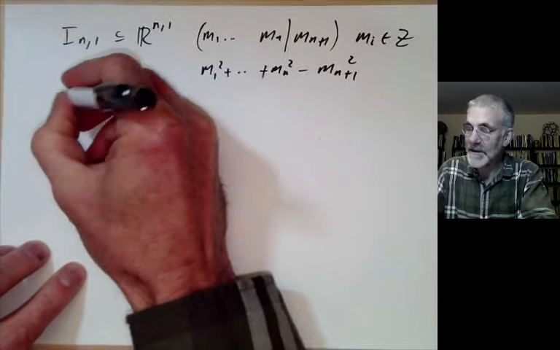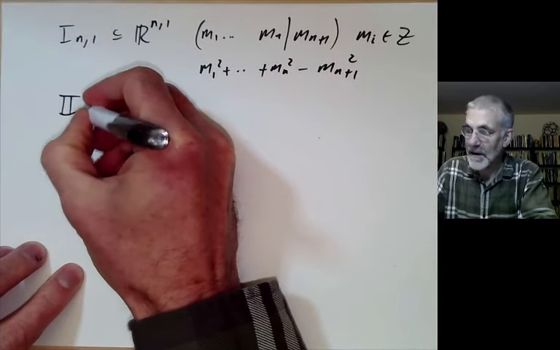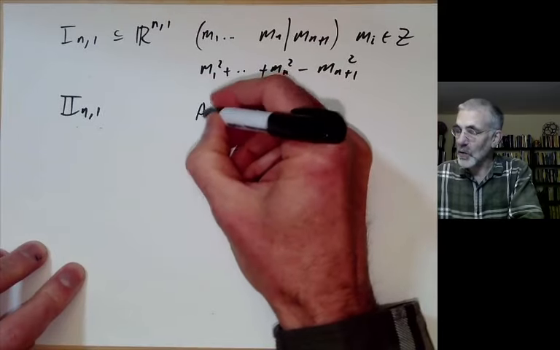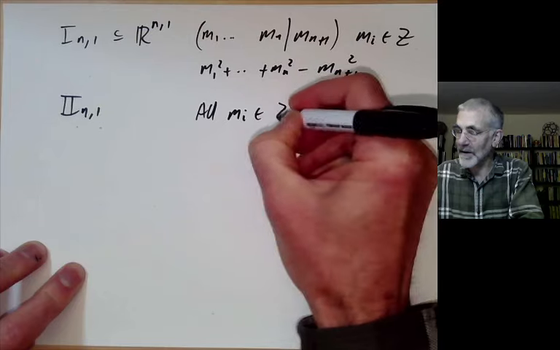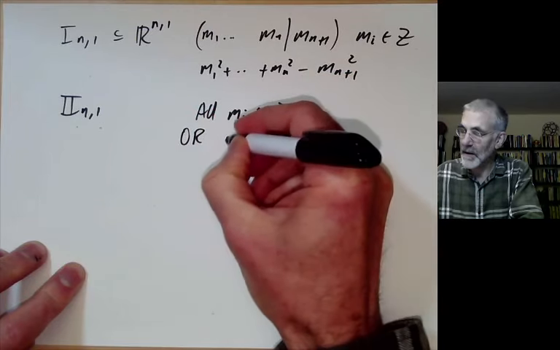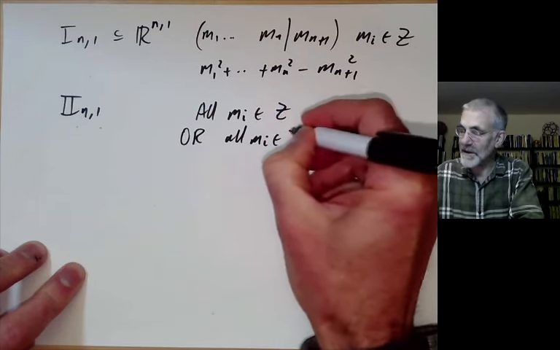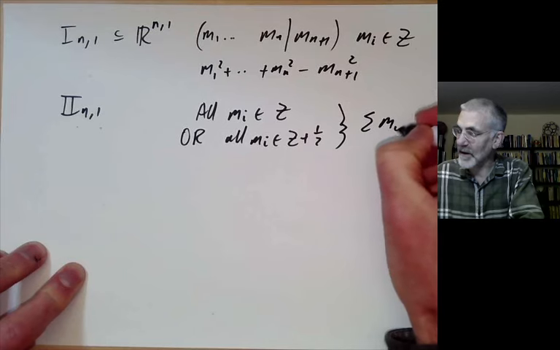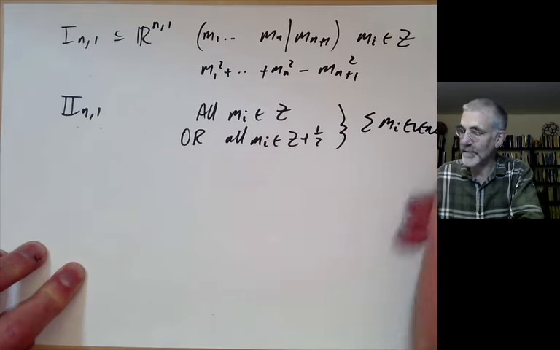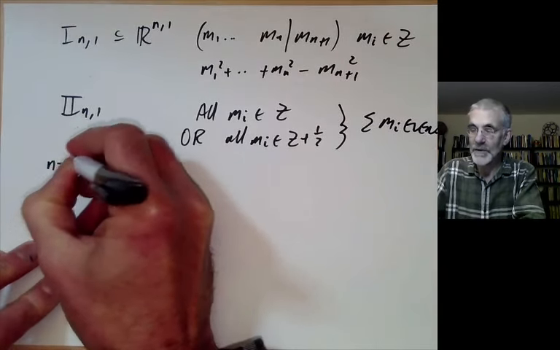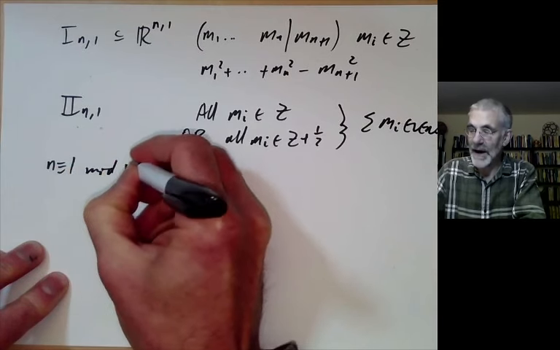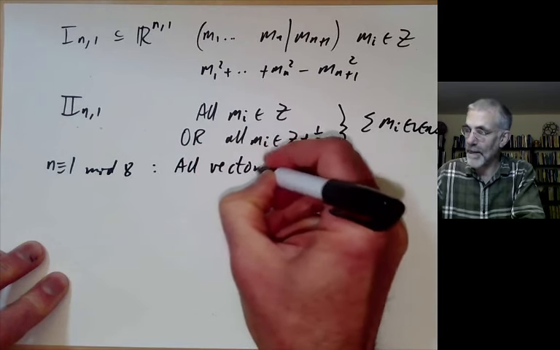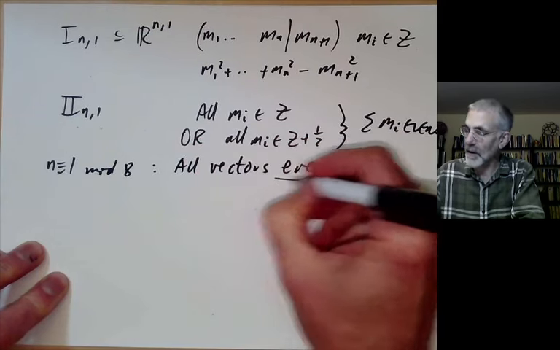We recall the even lattice is defined similarly, except that all the m_i are in Z, or all the m_i are in Z plus a half, and also the sum of the m_i is even. Here we take n congruent to 1 modulo 8, and this has the result that all vectors have even norm.